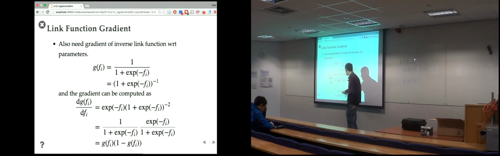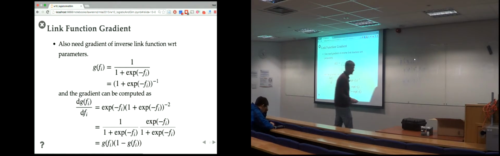And it's got this odd characteristic that it can be written in this sort of way. It can be written as 1 plus e to the minus f times e to the minus f over 1 plus e to the minus f. Now, it might not be 100% clear to you, but this thing here is just 1 minus g of f. So let me just write down why that is.